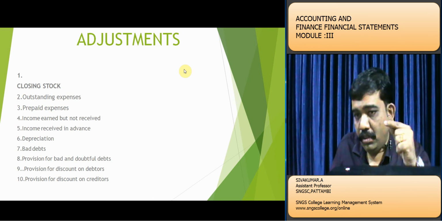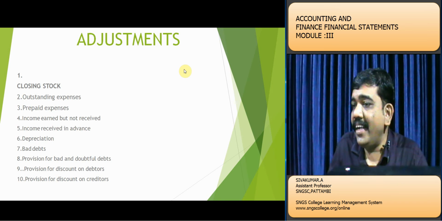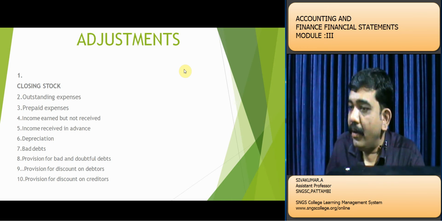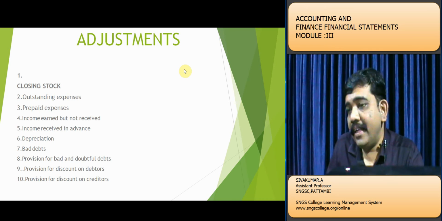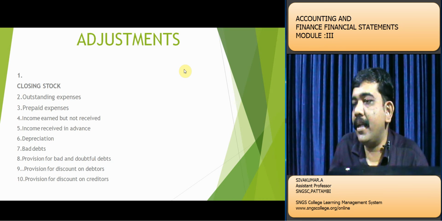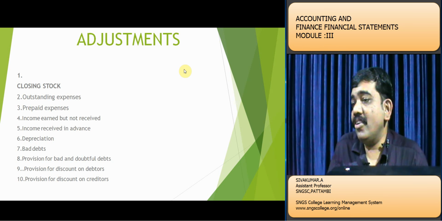You have to deduct income received in advance from the respective income in your profit and loss account. First adjustment is that. Then the second adjustment is you have to show income received in advance as a current liability item in your balance sheet. Then next one is depreciation.